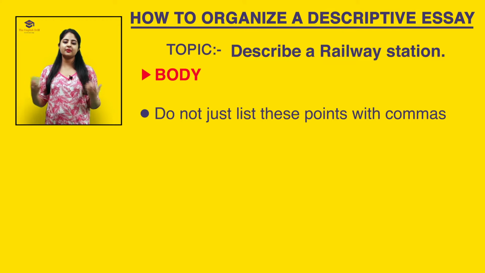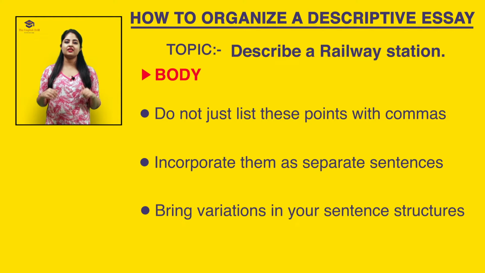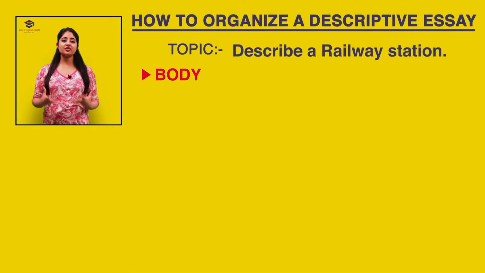Try to include these points as separate sentences. Maybe in one particular sentence you include 2 or 3 points, or maybe 1 to 2 points. But do not just list all your points with commas. Try to incorporate them in separate sentences. Try to include all of these points as separate short sentences, but remember to bring more and more variation in your sentence structures. Number 3, what do you smell at a railway station?